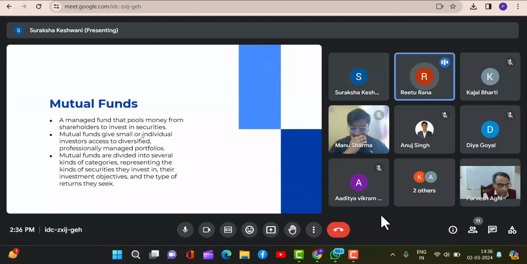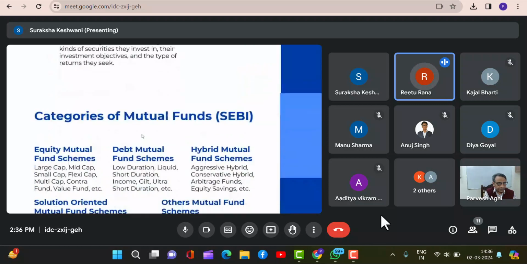So I'll be introducing the mutual funds first. A mutual fund is a managed fund that pools money from shareholders to invest in securities. They give small or individual investors access to diversified and professionally managed portfolios. Mutual funds are divided into several categories representing the kinds of securities they invest in, their investment objectives, and the type of returns they seek. Coming on to the next slide.